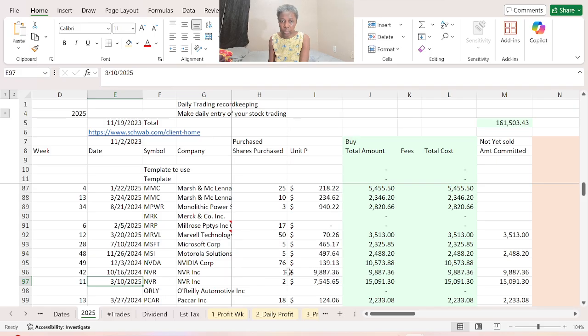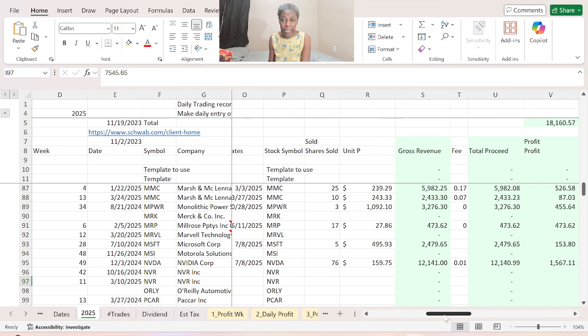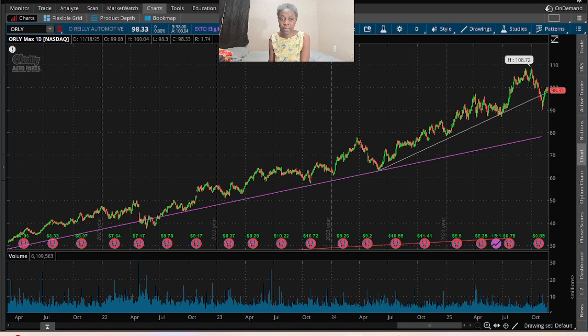So we have NVR that we purchased in October, and we purchased it again in March this year. In October 2024, we paid $9,800 for it, and then in March, when it went back, that's the second purchase that we made, $1,700. We purchased it again, and as you can see, we have not sold any of those yet. So that means we are negative in those, but we are not selling it.